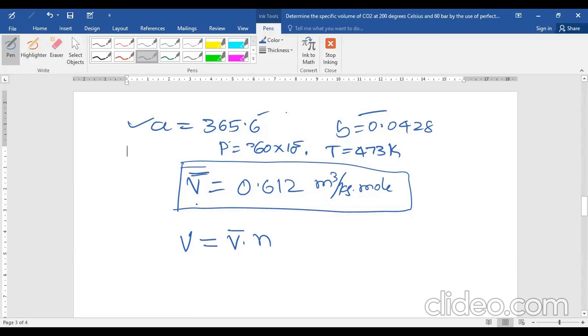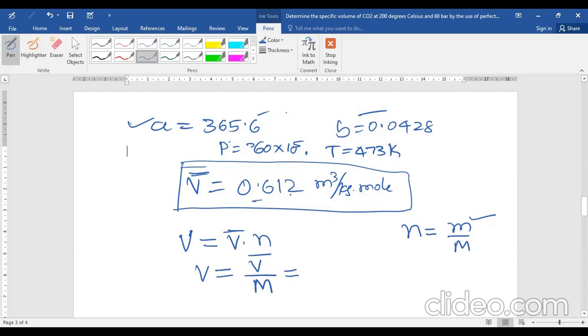Here, specific volume is V. V is equal to molar volume multiplied by n. But my dear students, I don't know the value of n. What is n? Mass divided by molecular weight. Okay. So if you don't know the mass, what we need to do is: specific volume is equal to molar volume divided by molecular weight. You can also do it like this.